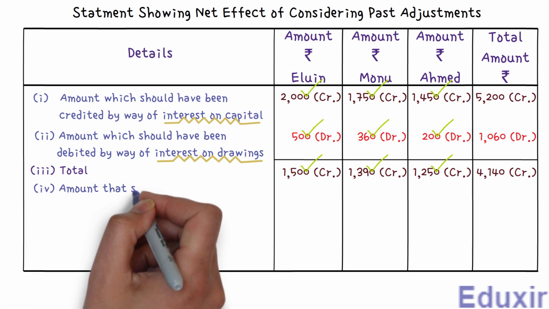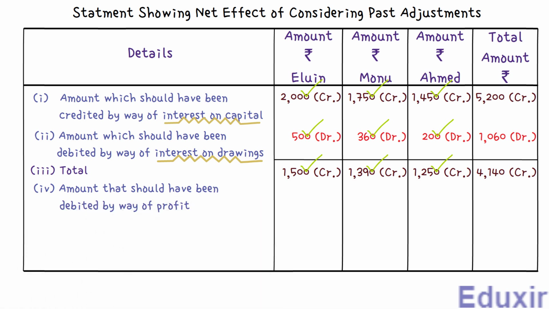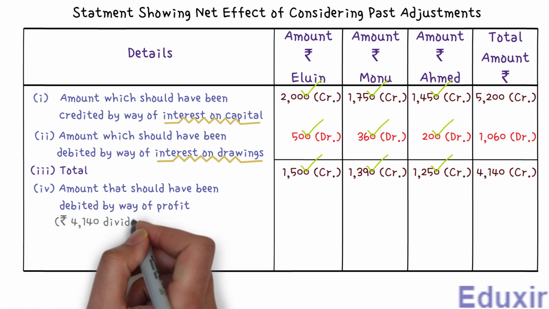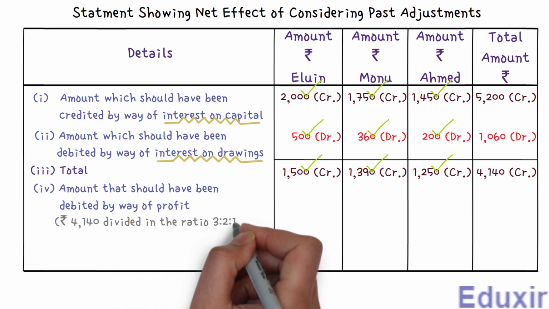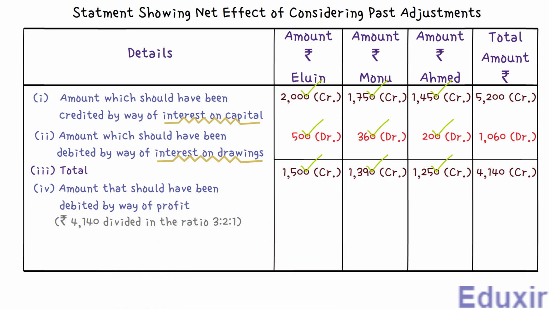So, let's write the description of this entry as the amount that should have been debited by way of profit. This is 4,140 rupees divided in the ratio 3:2:1. See, we usually don't debit the profit. We credit the profit. But here we wrote that this is the profit share that should have been debited. This indirectly means that we are reversing the overcredited amount. I repeat, indirectly this means that this much amount should not have been credited. Here we are considering the not crediting as debiting. In other words, we are reversing the effect of overcrediting by debiting.